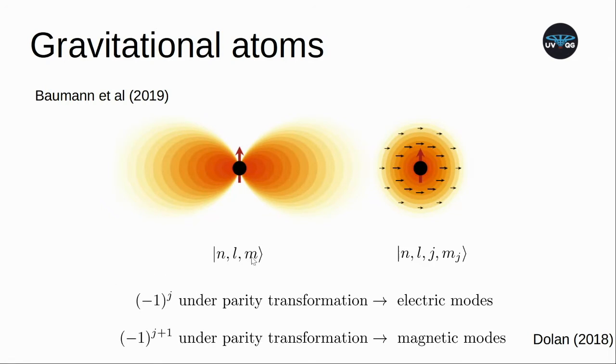Another thing that we can do to organize and analyze the solutions that we obtain is to use another invariance of the Kerr spacetime. The Kerr spacetime is invariant under a parity transformation. If a state gains this term under a parity transformation, we will call it an electric mode, and if it gains this term, we will call it a magnetic mode.